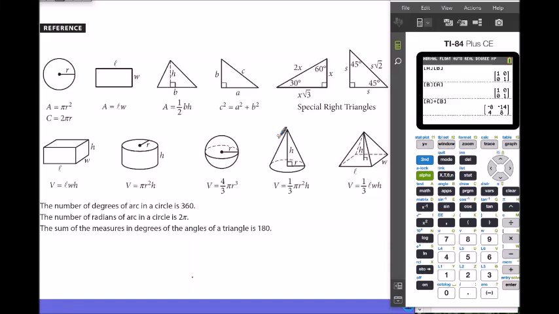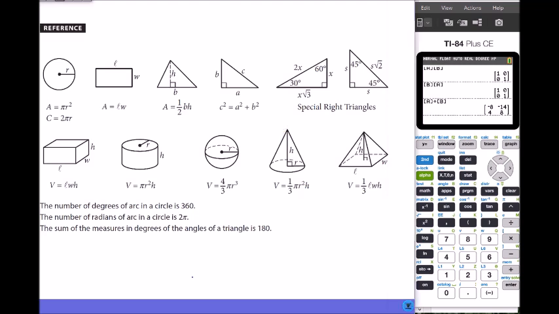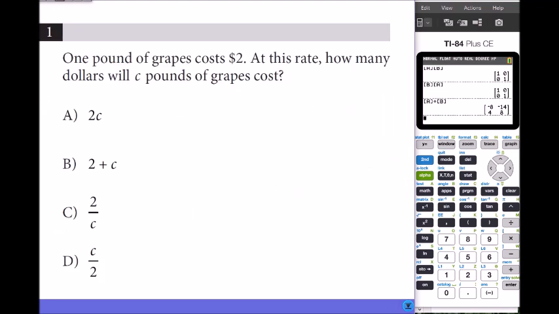All right, last section of SAT practice tests. This is test number 4, section 4. Number 1. One pound of grapes costs $2. At this rate, how many dollars will C pounds of grapes cost? 2 times C. So it is A.